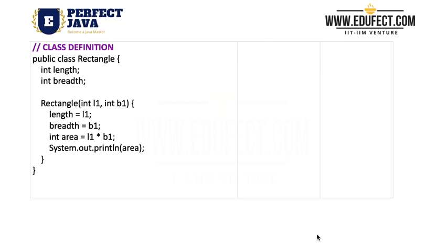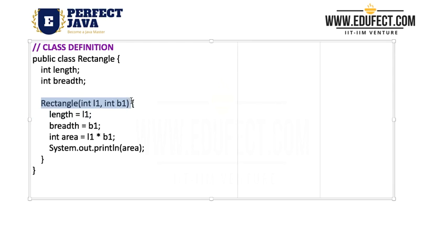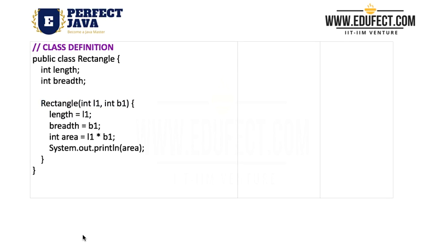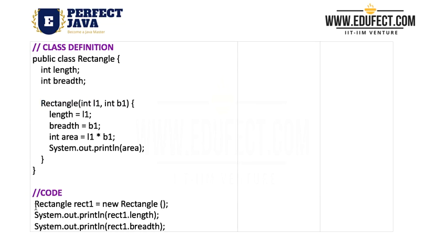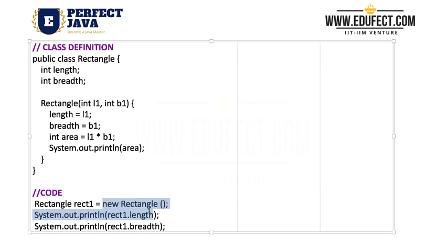Let's look at one more example. Here we have this example of the rectangle and the constructor. Is this a parameterized constructor? Yes, this is a parameterized constructor, and we're doing certain activities within this constructor. Now suppose we are saying rectangle rect1 is equal to new rectangle. Is this constructor call taking parameters? No. So what will happen in this case?